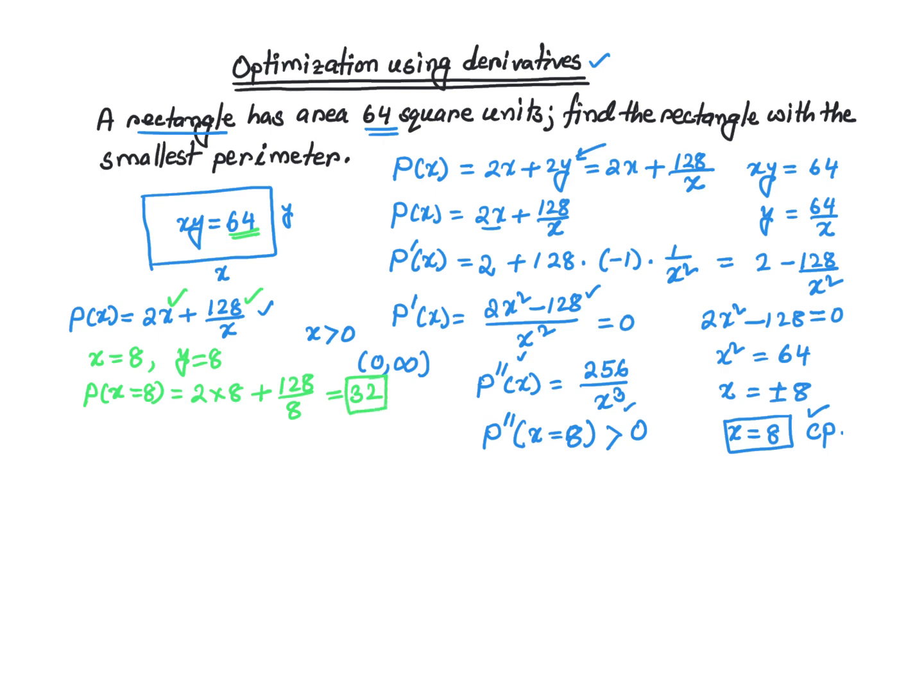So the rectangle with the smallest perimeter is going to have a perimeter of 32 and is technically going to be a square because x is 8 and y is going to be 8. I hope that this discussion was helpful. Thank you very much.